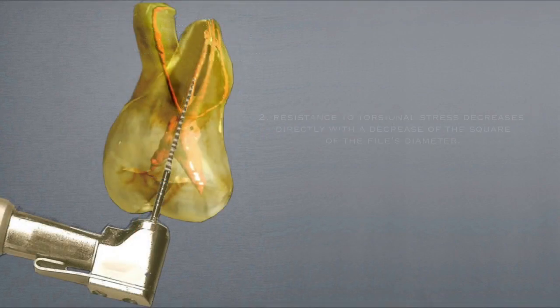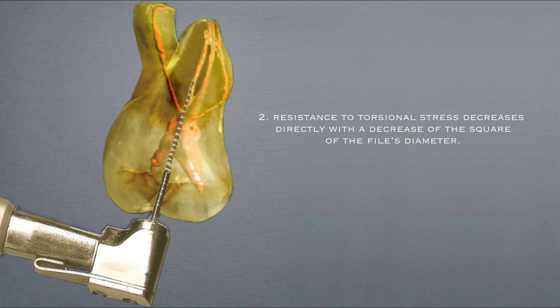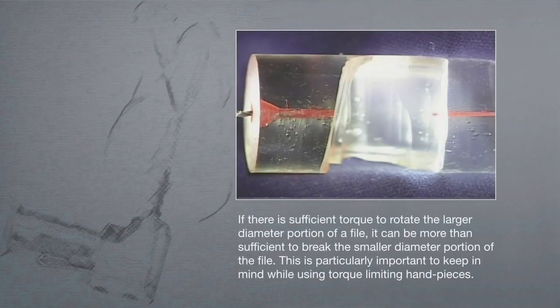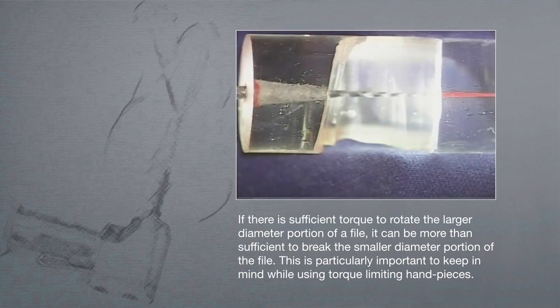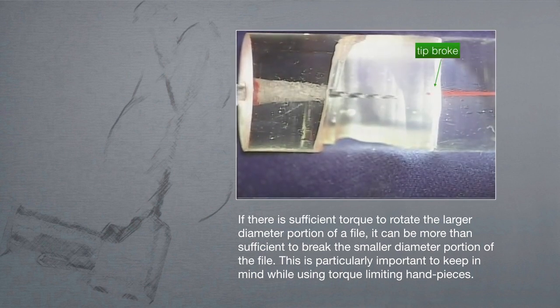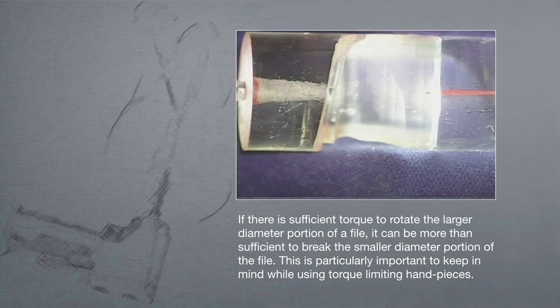The second file anatomy relationship states, resistance to torsional stress decreases directly with a decrease of the square of the file's diameter. If there's sufficient torque to rotate the larger diameter portion of a file, it can be more than sufficient to break the smaller diameter portion of the file. This is particularly important to keep in mind when using torque-limiting handpieces.